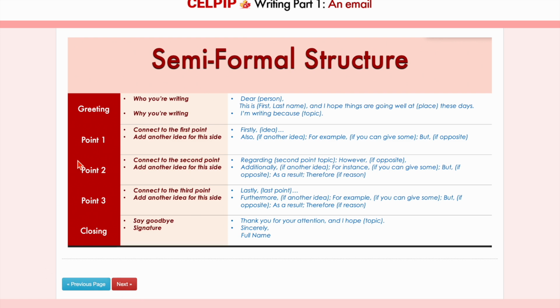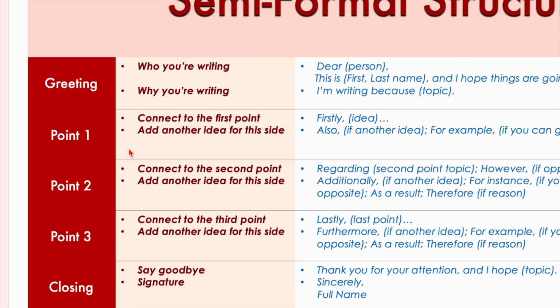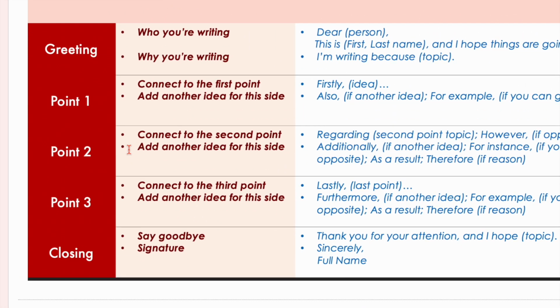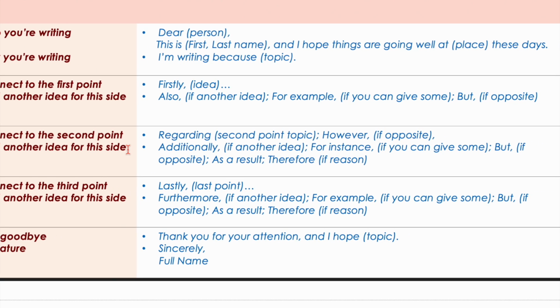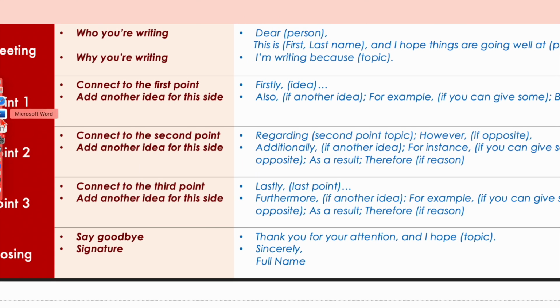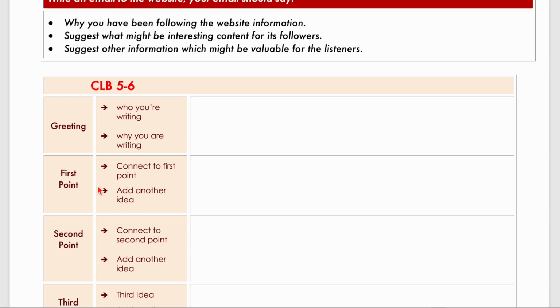Remember, we should always try to write 5 paragraphs. And this is what we can write in each paragraph, and these are some ways to sequence and structure. So this is the one that I'm going to be following here. And I've already outlined that in here, you see. So we're going to start with our greeting, who we're writing. So let's start.